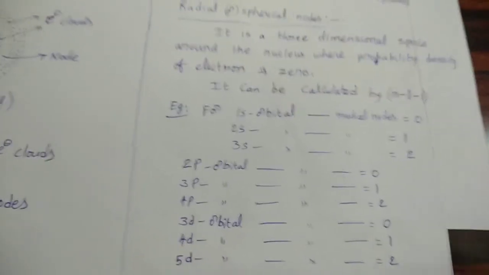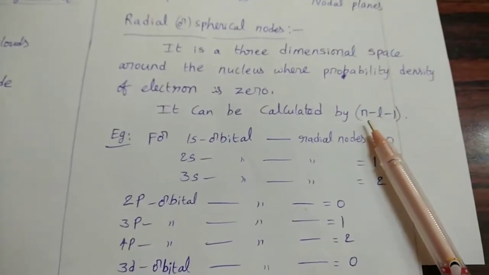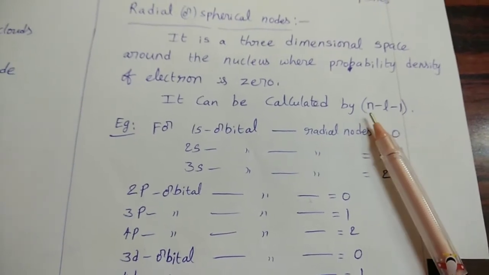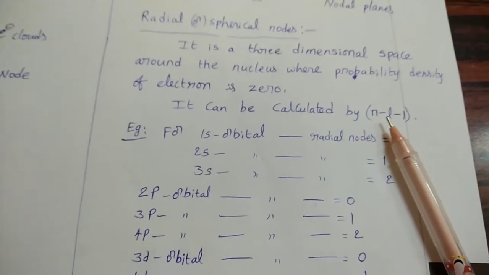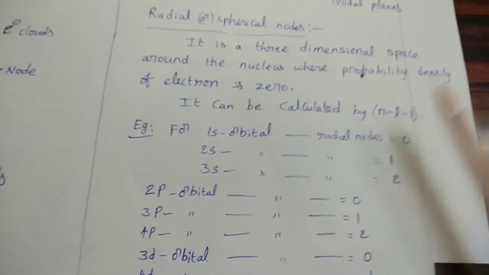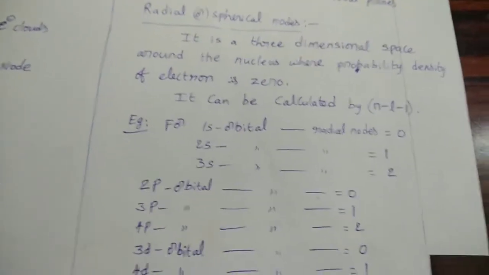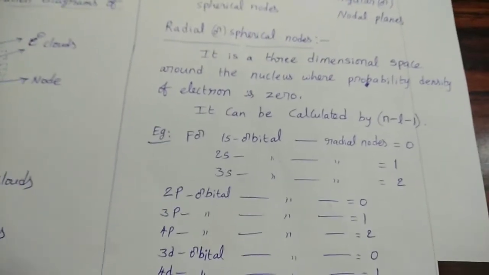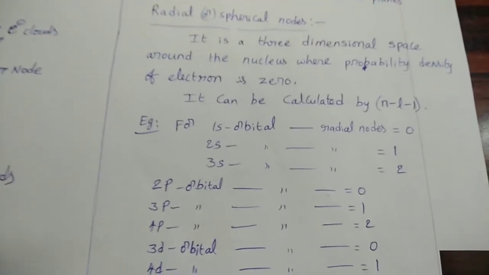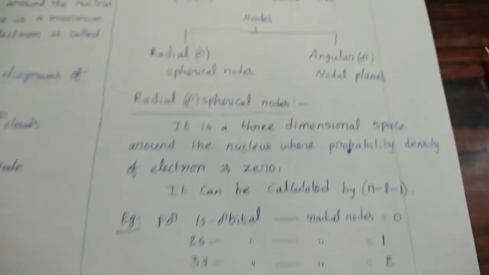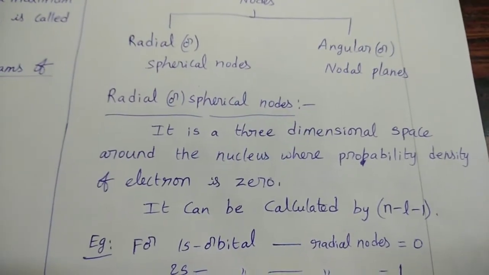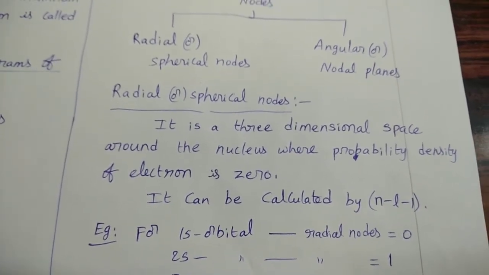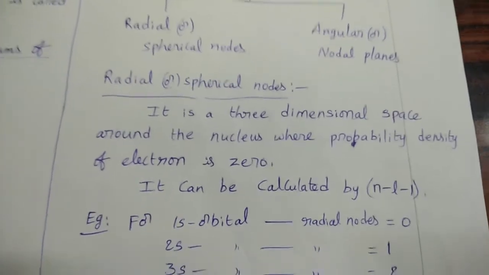In case of f orbital, according to this formula, suppose a 4f orbital is there. How many radial nodes are possible? 4 minus l value 3 minus 1, 0. So for 4f orbital, the number of radial nodes is 0. 5f orbital 1. Like this, we can calculate radial nodes for various types of atomic orbitals. Simply remember, radial node means the point or three-dimensional space around the nucleus where the probability of electron density is 0. That is called a radial node.